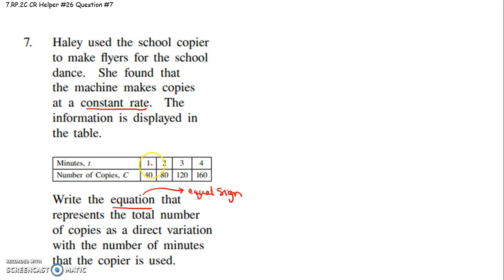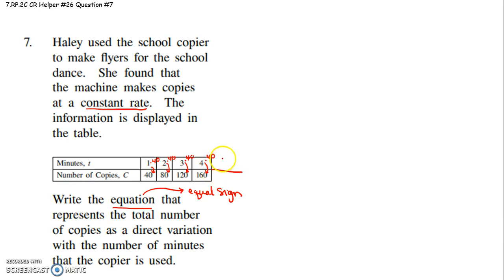First, you could just look at the table and say, how do I get from 1 to 40? Well, 1 times 40 is 40. How do I get from 2 to 80? 2 times 40 is 80. How do I get from 3 to 120? 3 times 40 is 120. How do I get from 4 to 160? 4 times 40 is 160.